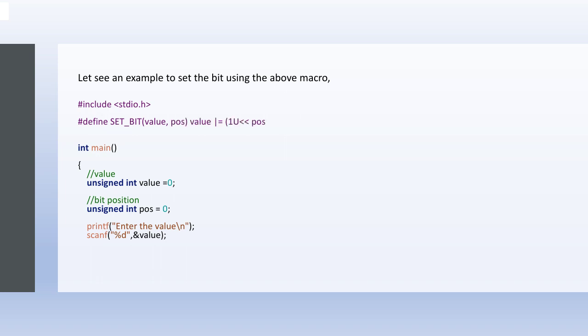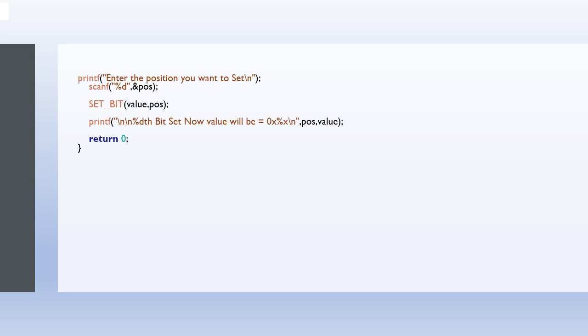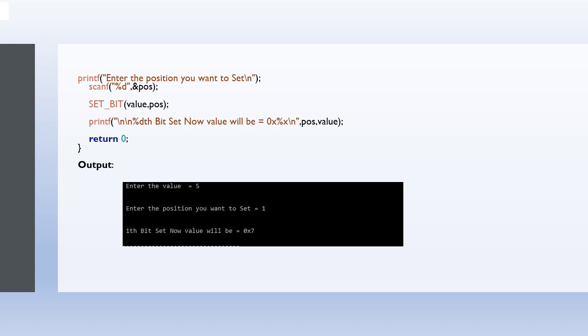So we'll get the value first, and then printf enter the position and get the position. Just call that macro, set bit value comma position, then print the value and the position. As simple as that. So the output would result in something like this. I just had a screenshot of that. So I give 5, I get first bit set. Now the value will be 0x7.